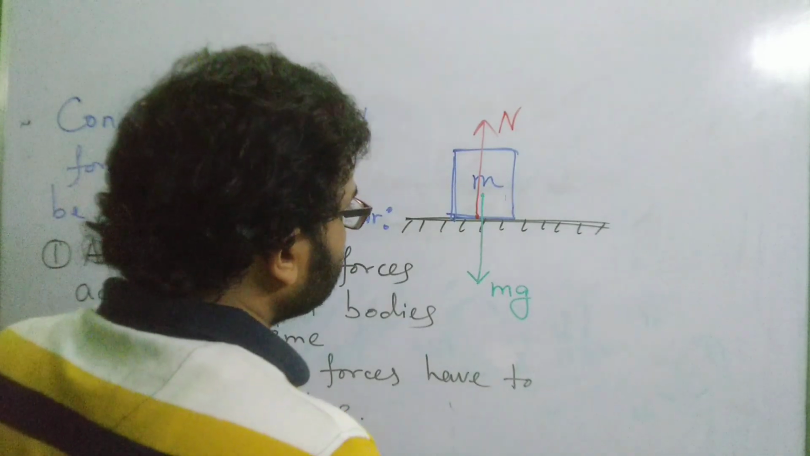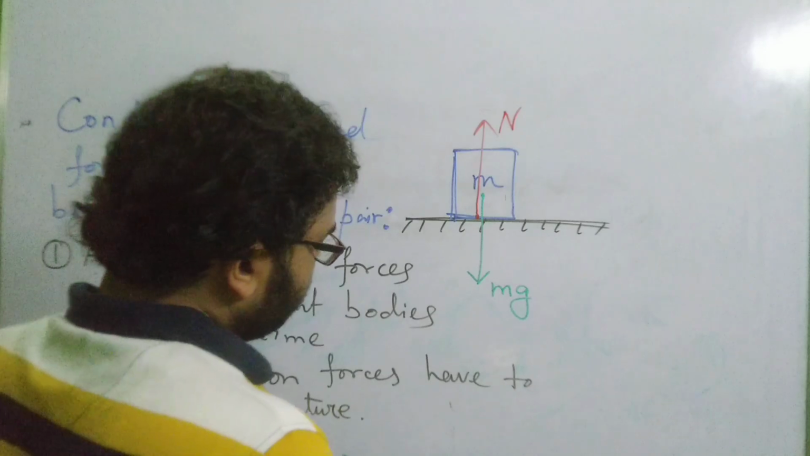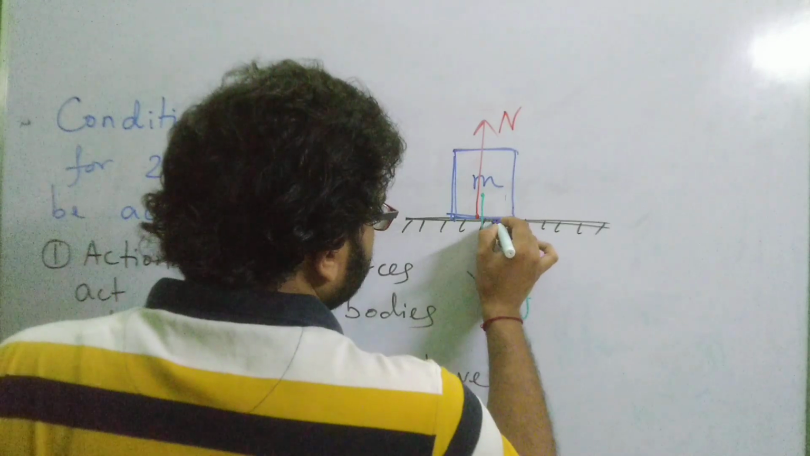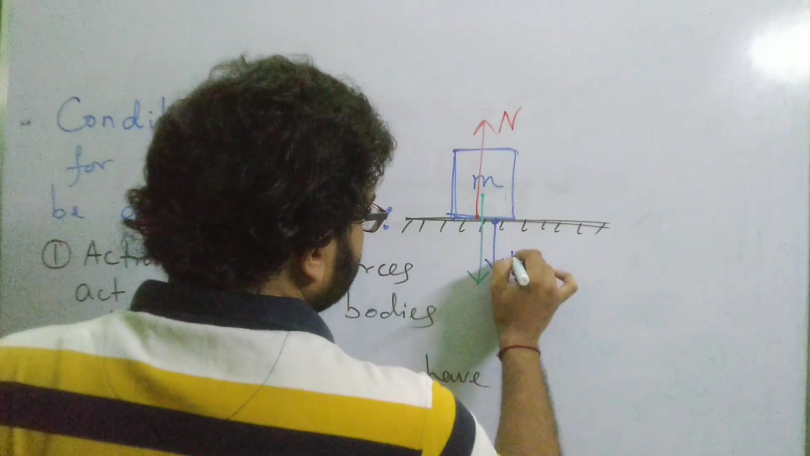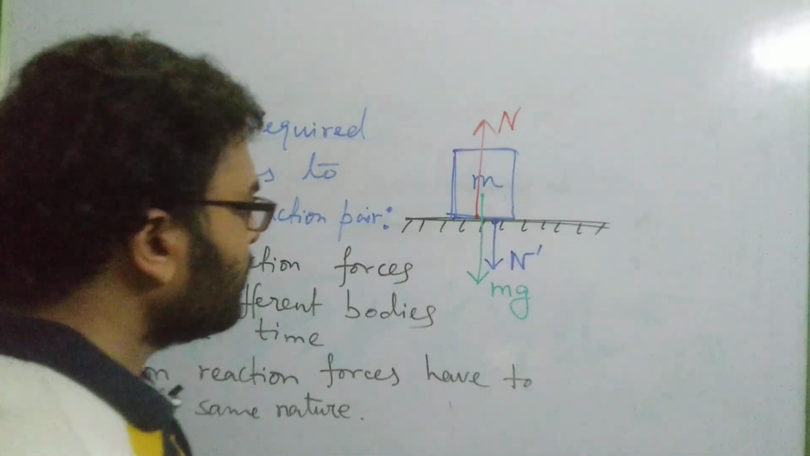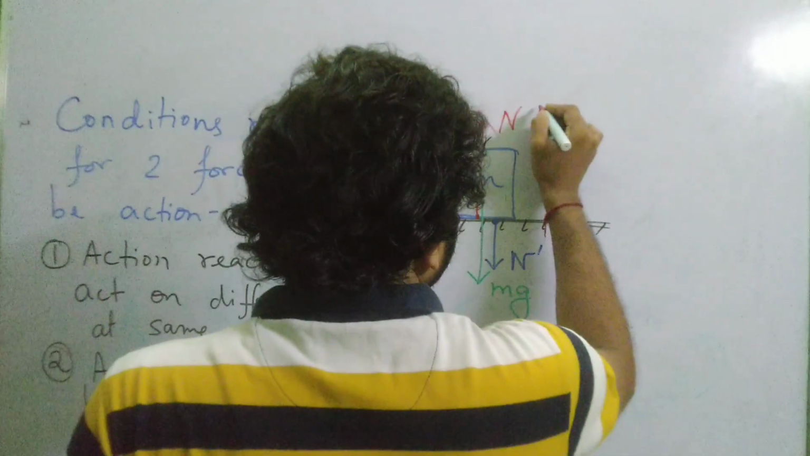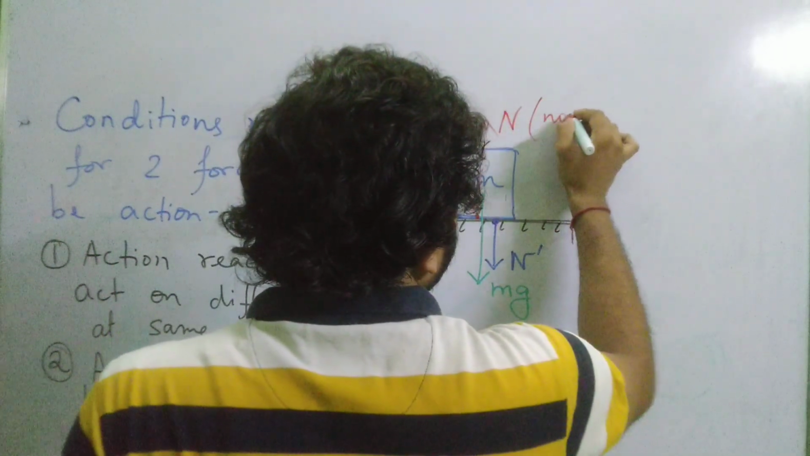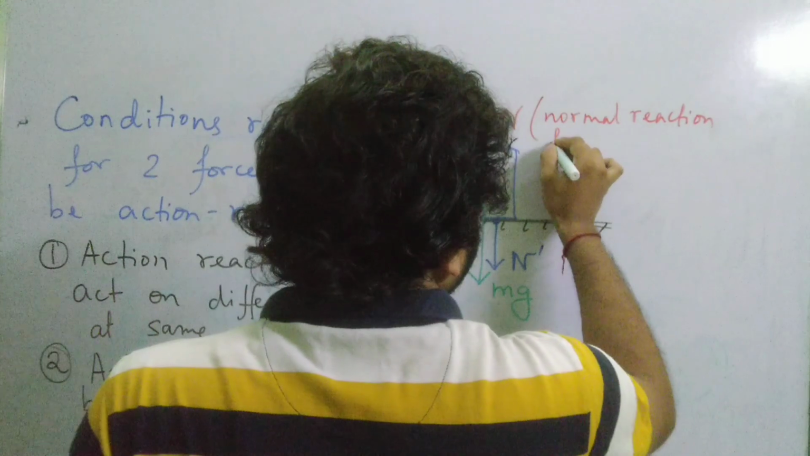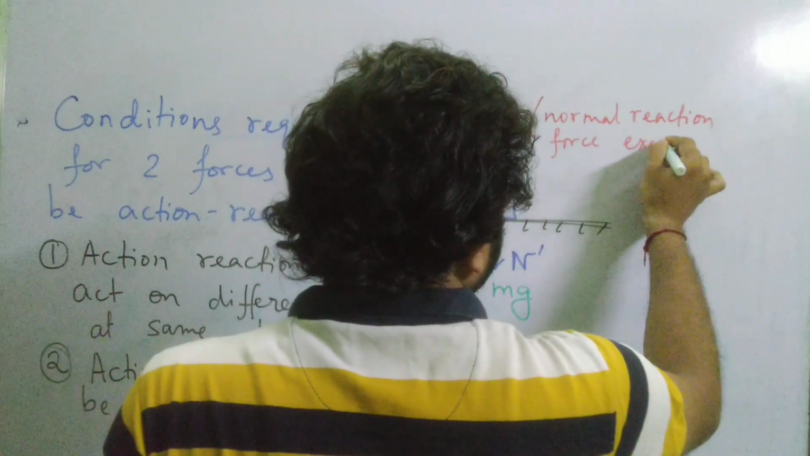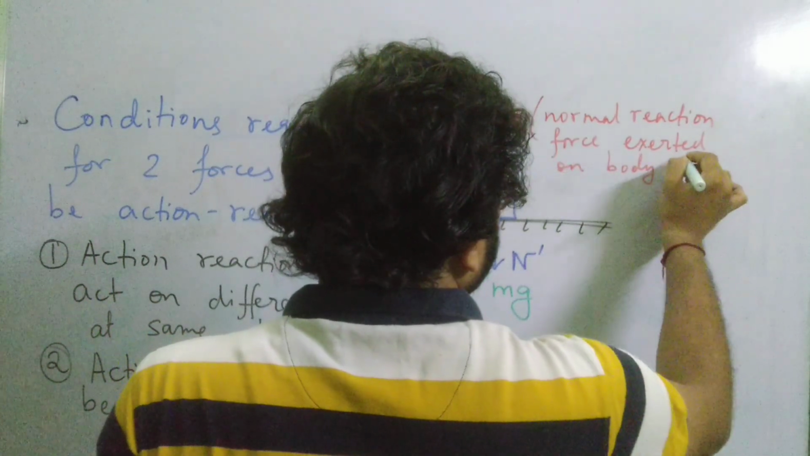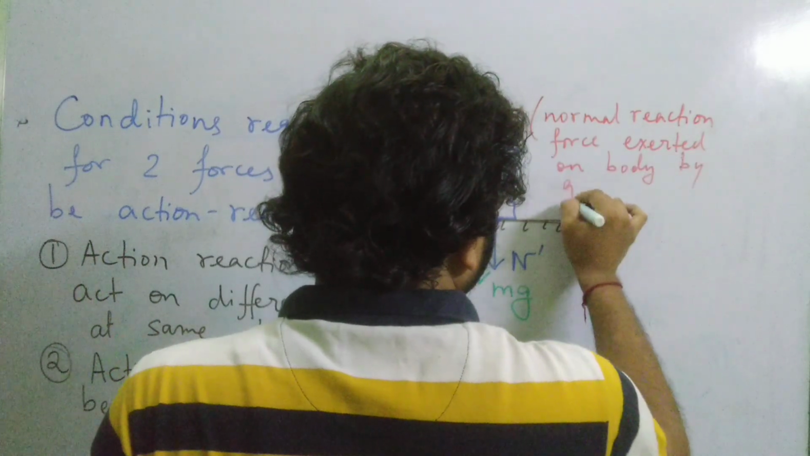Definitely the object will also exert a certain kind of normal reaction force on the ground, and this force you can consider to be, suppose, N dash. Okay, the normal reaction N is the normal reaction force exerted by the ground on the object. So basically this is the normal reaction force exerted on the body by the ground.